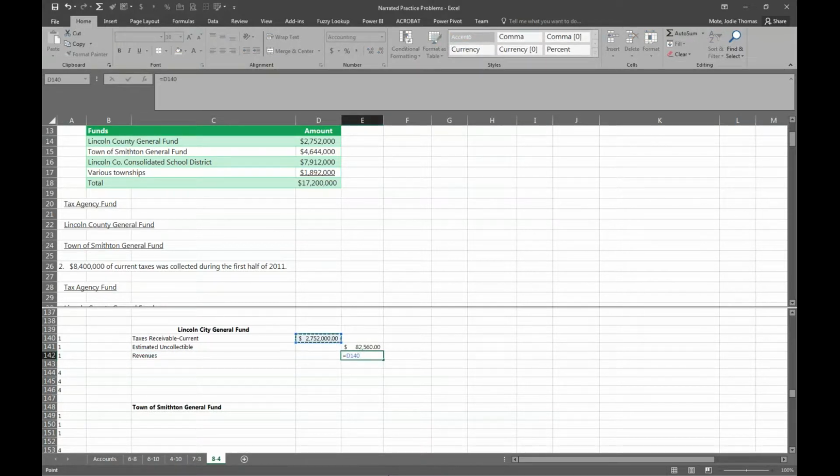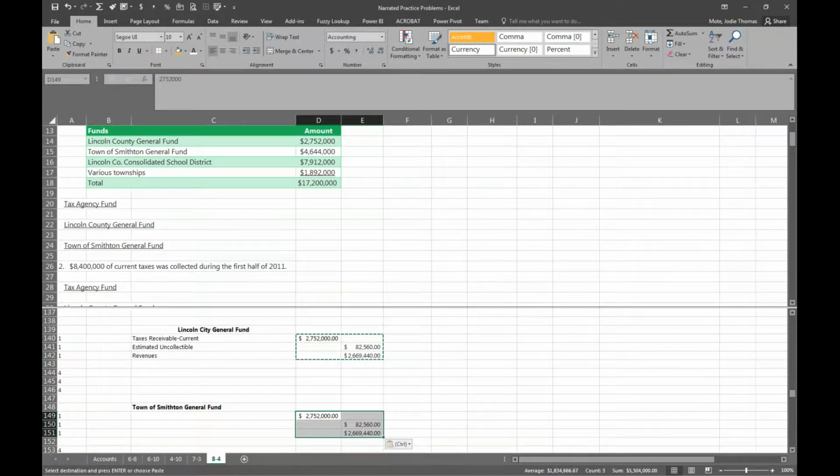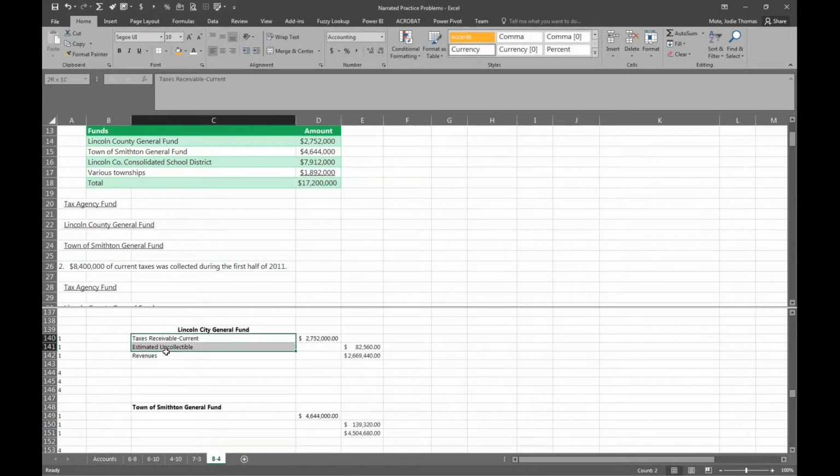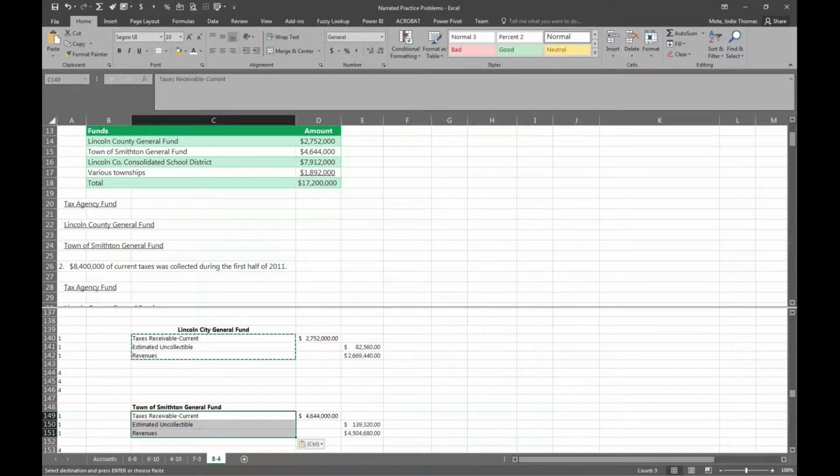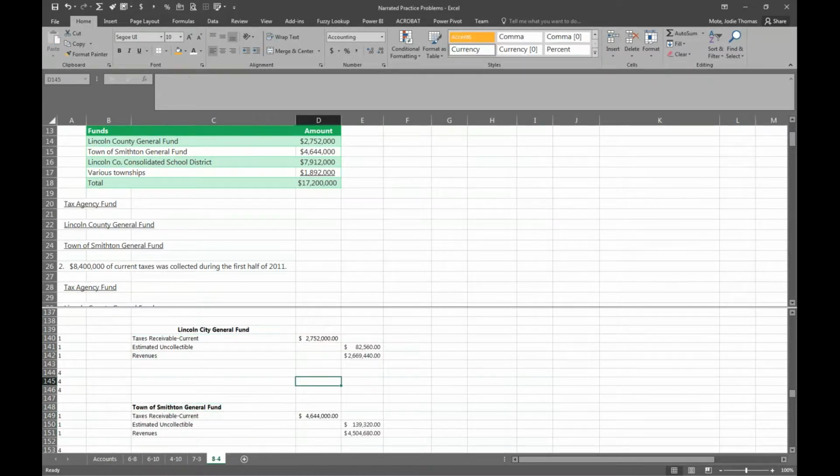Okay. Now let's do this shortcut here. Town of Smithton is going to be exactly the same, except its amount that it levied, 4,644,123. All right, and that should give us 139,320 as estimated uncollectible, for a net revenue of 4,504,680. Okay, so there's the full entries for the various funds.